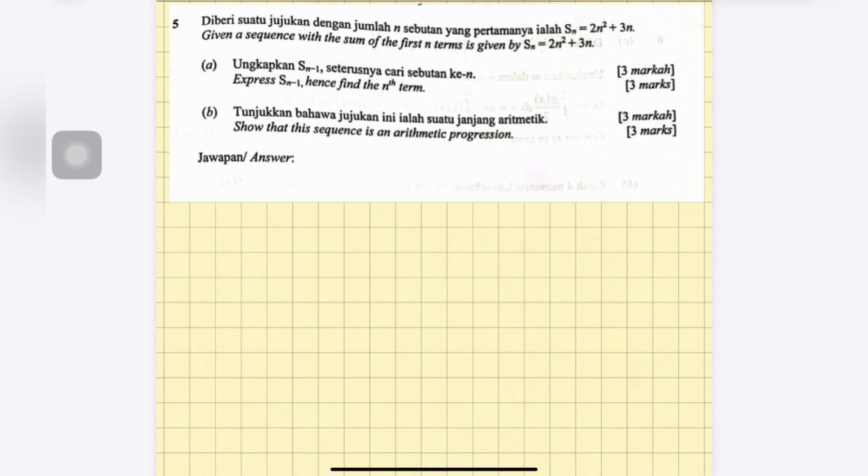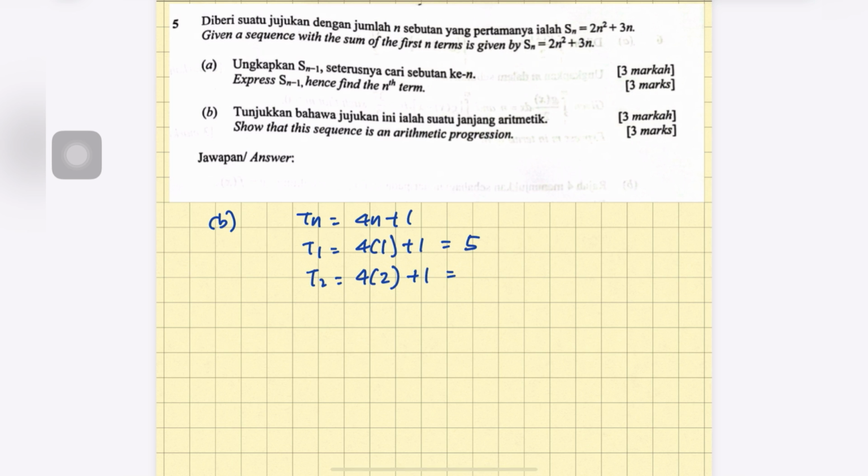B, show that the sequence is an arithmetic progression. Okay, so to show the sequence is an arithmetic progression, we need to know the characteristic of an arithmetic progression is a common difference. So we have to find the common difference. Just now we had Tn equals 4n plus 1. So we find T1, 4 times 1 plus 1 equals 5. T2, 4 times 2 plus 1 equals 9. Okay, T3, 4 times 3 plus 1 equals 13. So we can find d. So d equals 9 minus 5, or 13 minus 9, equals 4.